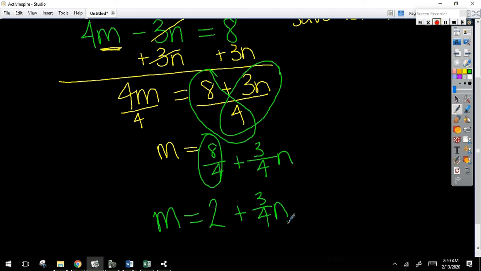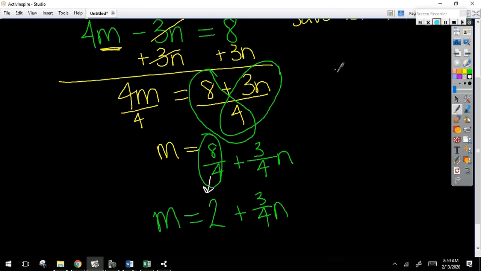How did I get that? 8 divided by 4 is 2. And then you got through. Anytime you have a fraction, think about it like this. Let me go backwards with it a second.